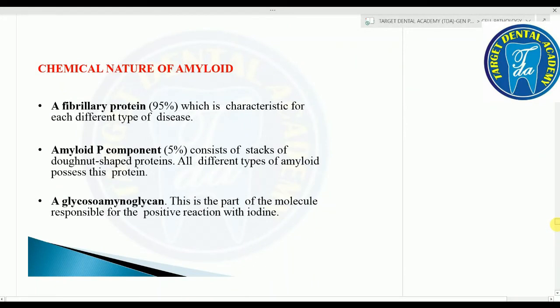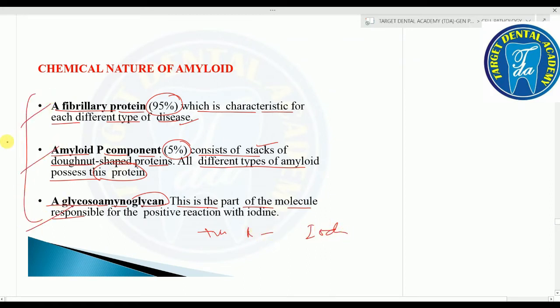After this, let's discuss the chemical nature of amyloid. There are three components. First is the fibrillary protein, which constitutes about 95% and is characteristic for each different type of disease. Second is the amyloid P component, which constitutes 5% of the total and consists of stacks of donut-shaped protein. All the different types of amyloid possess this protein. Third is glycosaminoglycan, the part of the molecule responsible for a positive reaction with iodine. Important. All these 3 points are very important for your MCQ.